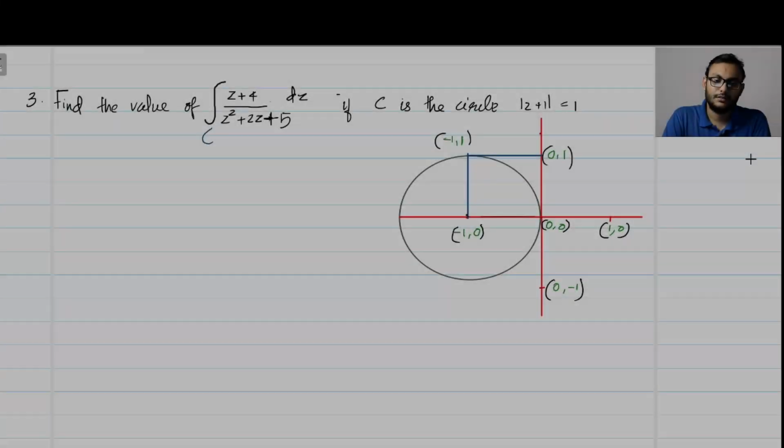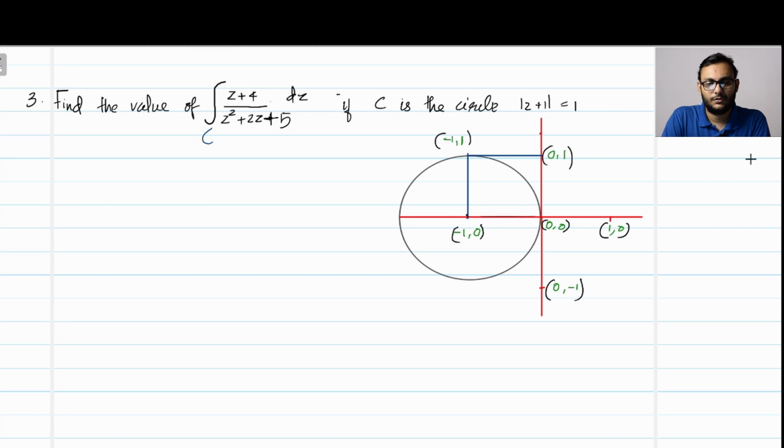Now let us try an example. Find the value of the integral over C of (z plus 4) by (z square plus 2z plus 5) dz, if C is the circle mod z plus 1 equal to 1.